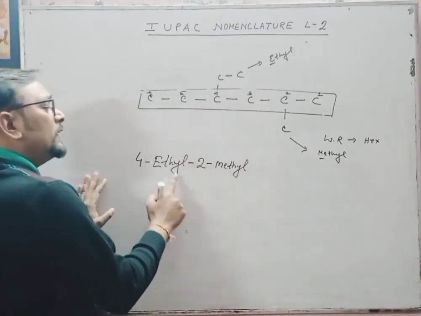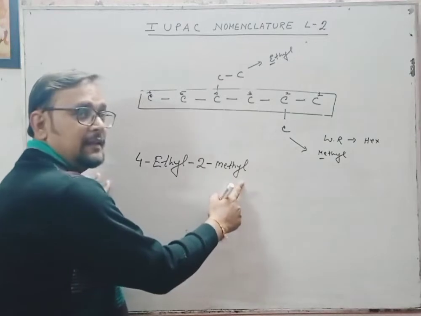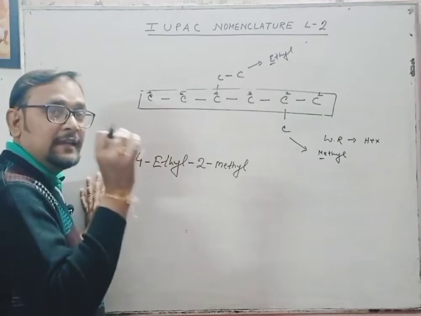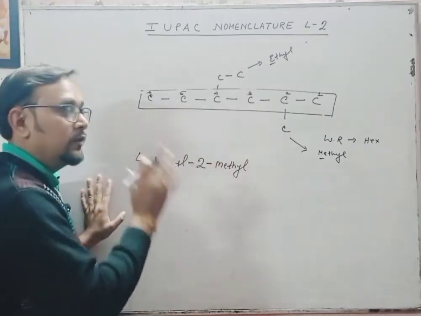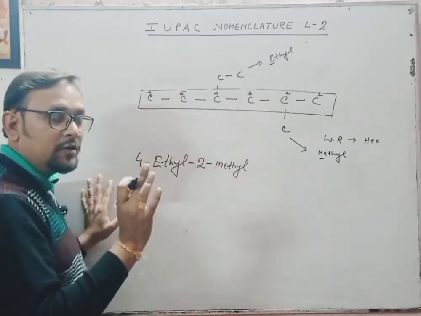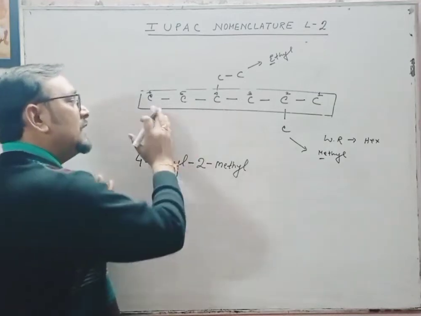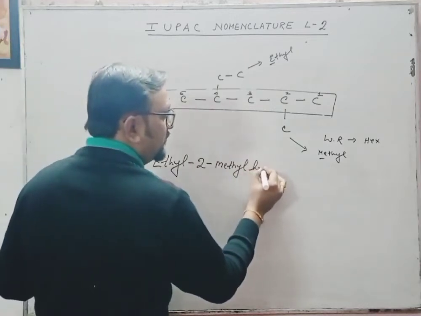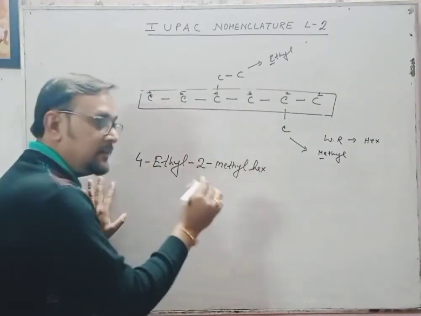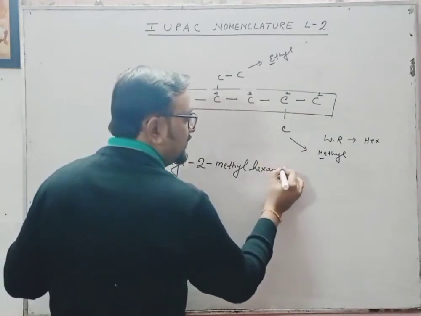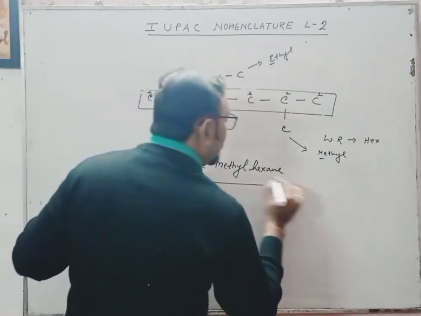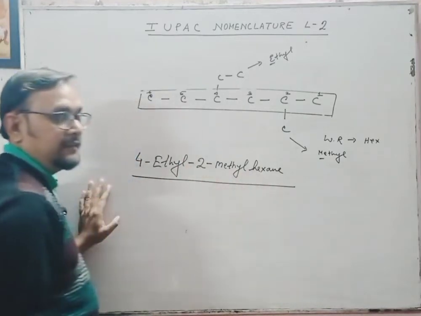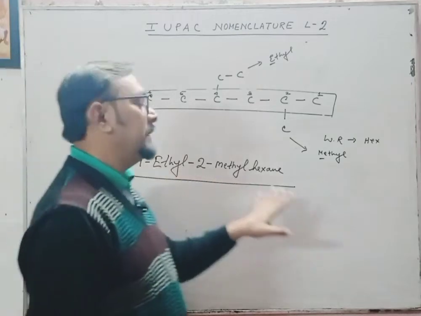Methyl. So 4-ethyl, 2-methyl. Is there any more substituent? Is there any more functional group? Or is there any double bond or triple bond? No. So directly take the word root: meth, eth, prop, but, pent, hex. So I'll write the word root here, hex. And what is the primary suffix? ane. So this is the name of this compound: 4-ethyl 2-methyl hexane.